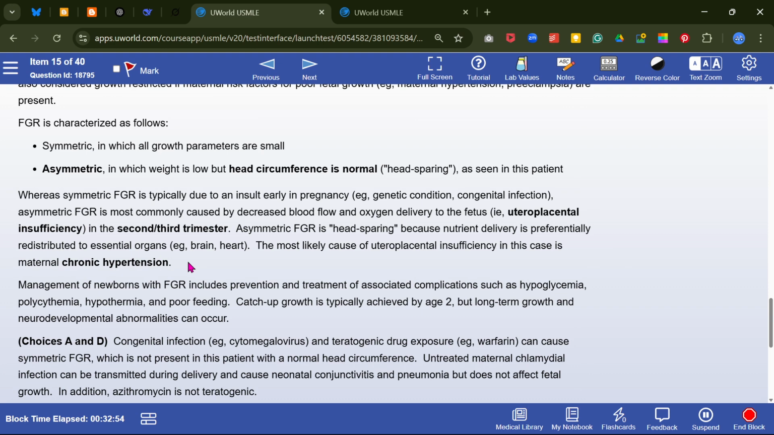Management of newborns with fetal growth restriction includes prevention and treatment of associated complications such as hypoglycemia, polycythemia, hypothermia, and poor feeding. Catch-up growth is typically achieved by age 2, but long-term growth and neurodevelopmental abnormalities can occur.